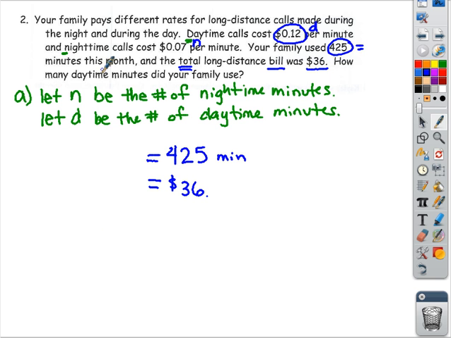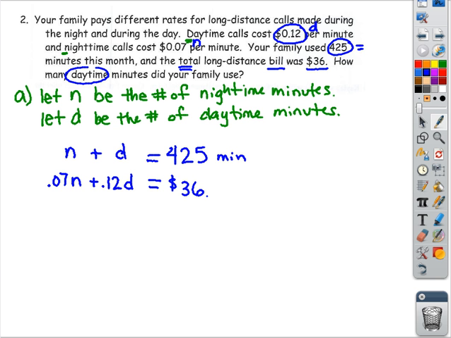All right. So how many daytime minutes did your family use? Well, we're just asked for daytime, but we can find both. All right. Let's go ahead and write some equations. So we know the price is going to go with the price. So go ahead and set up your equation. What do you feel is going to be your two equations, and then we'll check. So try it for a minute and see if you're correct or not. Go ahead and hit pause.